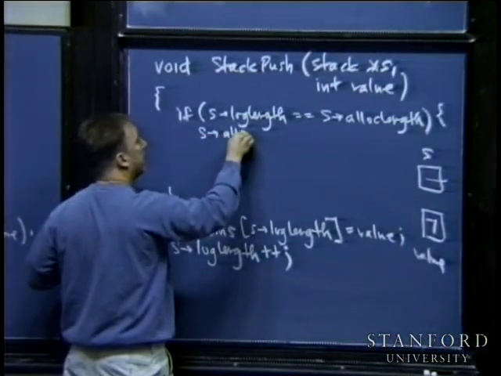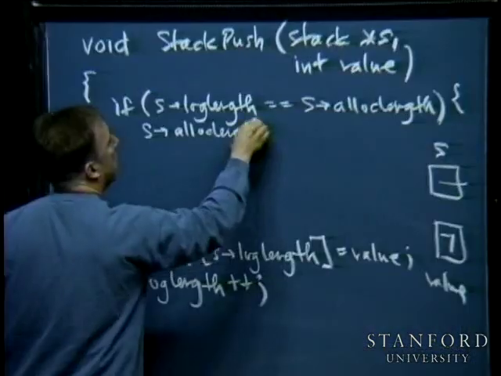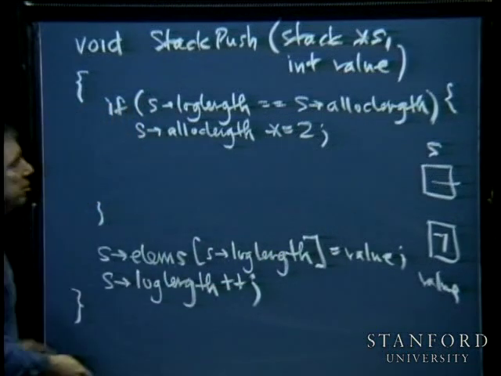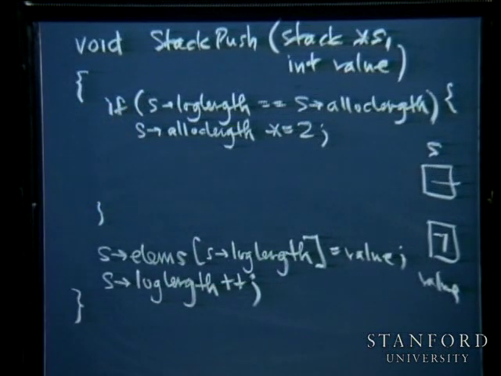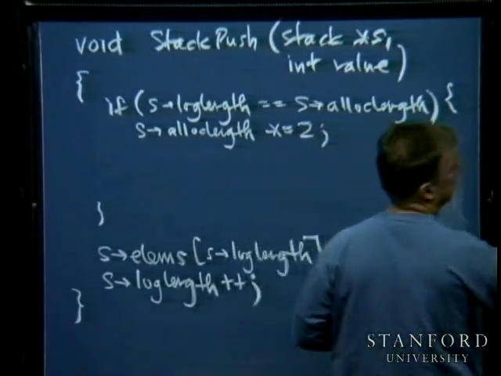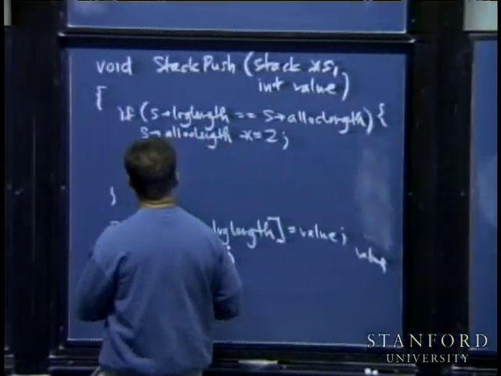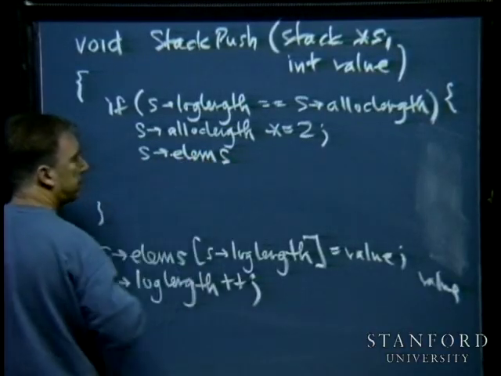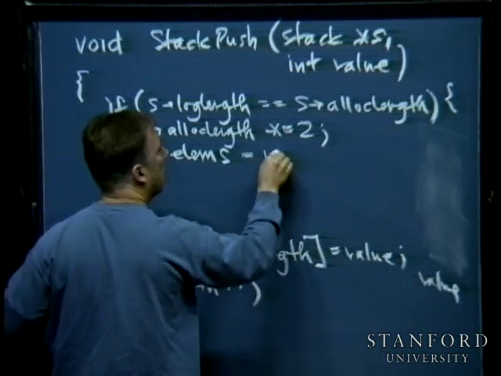I want to take alloc length, and I want to double it. I could do plus equals 10, I could do plus equals 4. I happen to use a doubling strategy. And then what I want to do is I want to call this function. Deallocate these, so I have space to write code. S arrow elems equals this function called realloc.